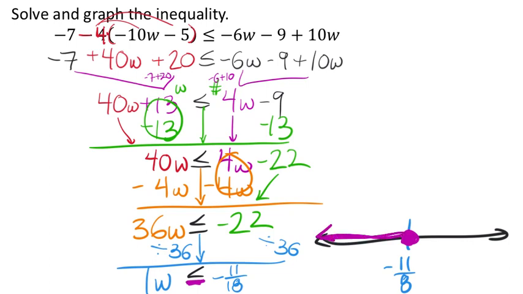Okay, so the purple line and dot would be the inequality. W is less than or equal to negative 11/18, and that's good enough right there. We have the inequality in the graph. Boom.